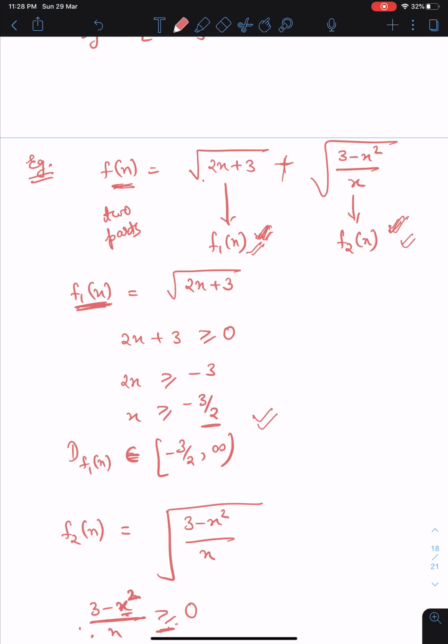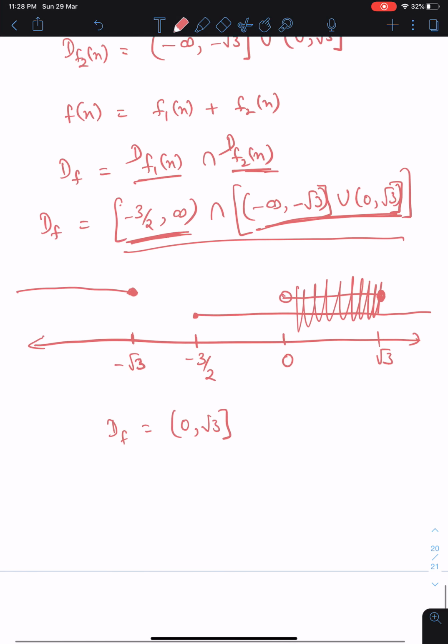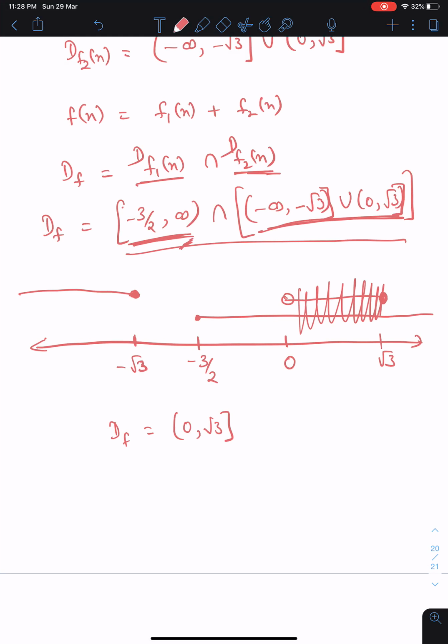This is the rule to find the domain of any kind of function. Whenever two different functions are added or two different functions are subtracted, the domain of the whole function will be the intersection of both the domains. So now, what is the domain of the function? The intersection of this and this.